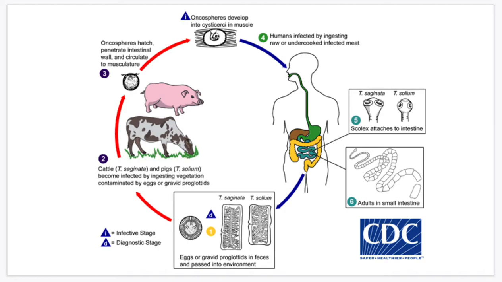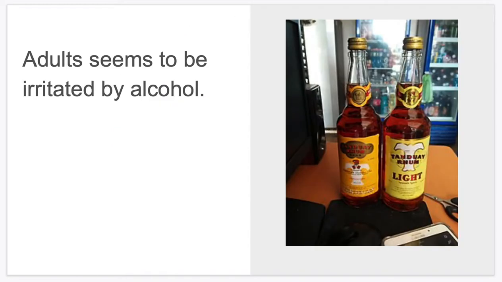Which is the scolex that attaches, it becomes mature in about 12 weeks. So, usually, in Taenia saginata infections, only one adult tapeworm is present. The adults in Taenia saginata seem to be irritated by alcohol.